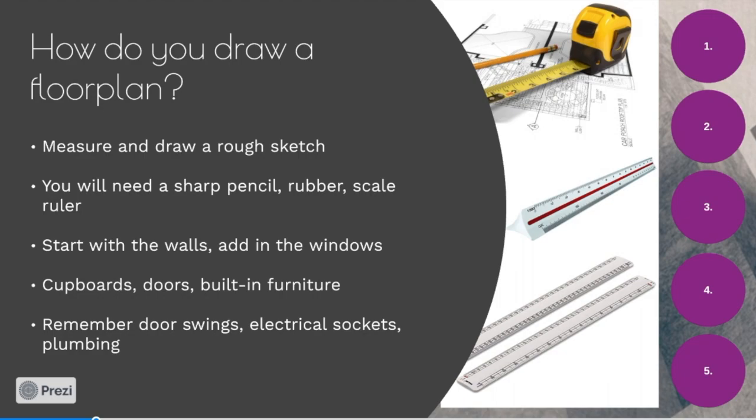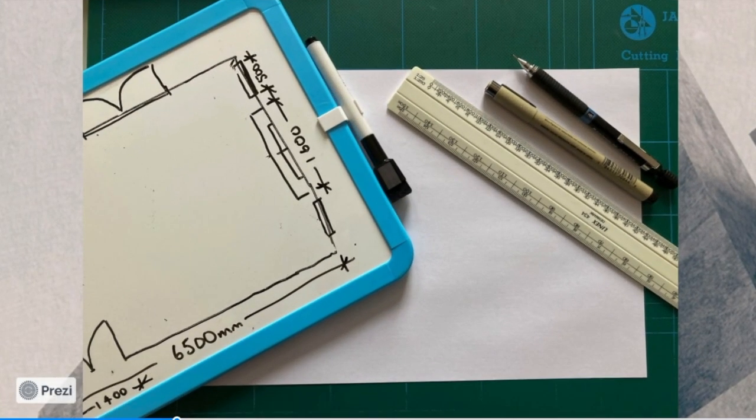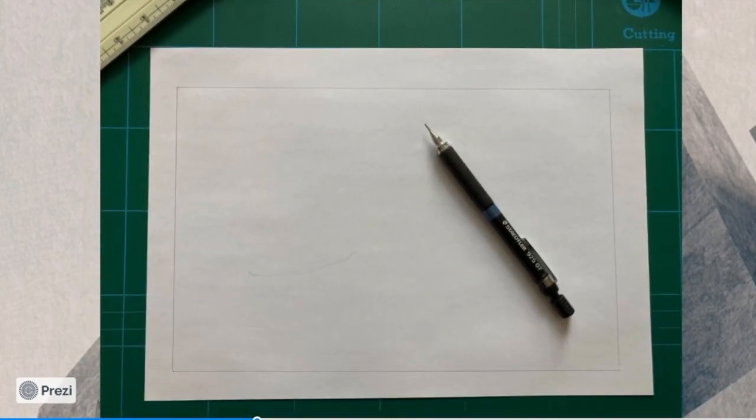So start by measuring your room and draw a rough sketch. You need to keep a note of the dimensions. Start with the walls and add in the windows. The individual elements you add in are important because they'll have a bearing on where you place furniture.